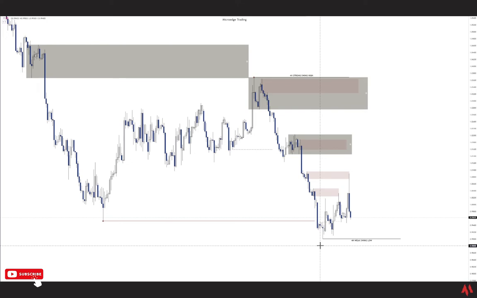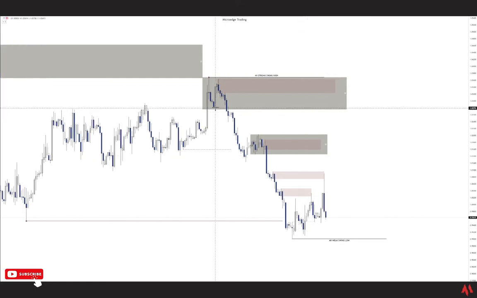So how do we know at least that internal structure wants to pull back? We wait for a sign of strength or a sign of weakness. In this case we are bearish, so we will be waiting for a sign of strength, which is a 4H change of character, which on a lower time frame sometimes is a break of structure on a lower time frame.